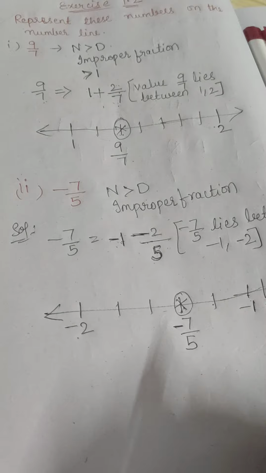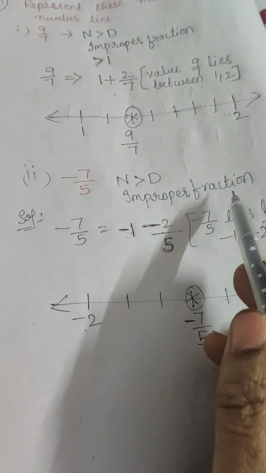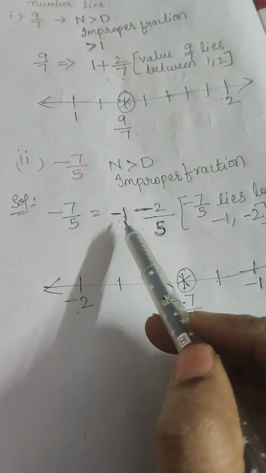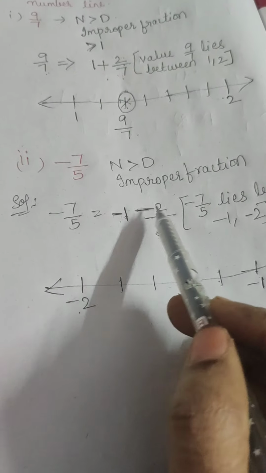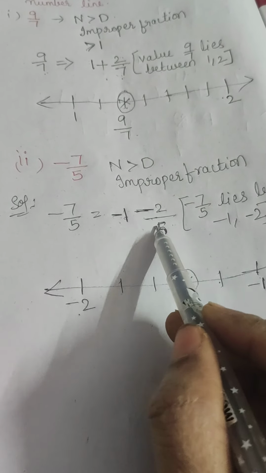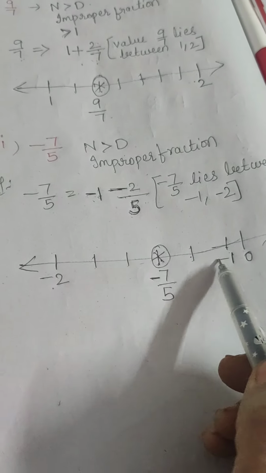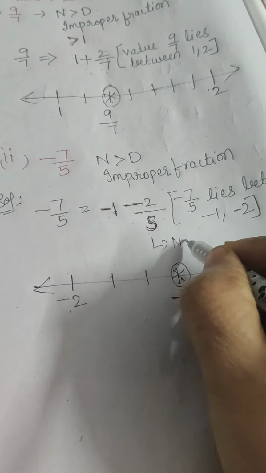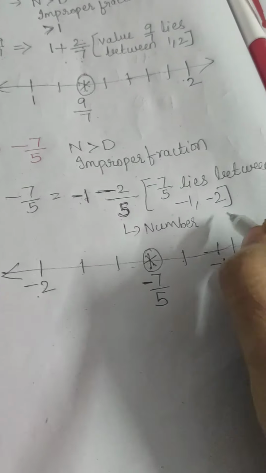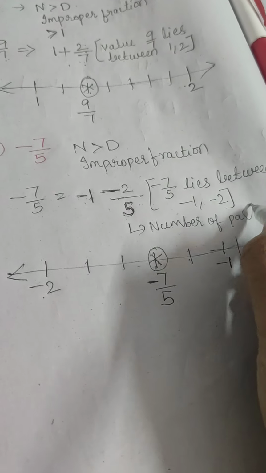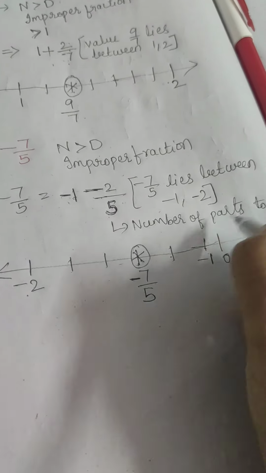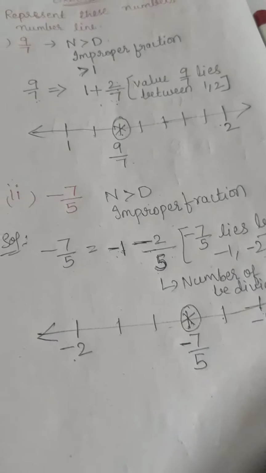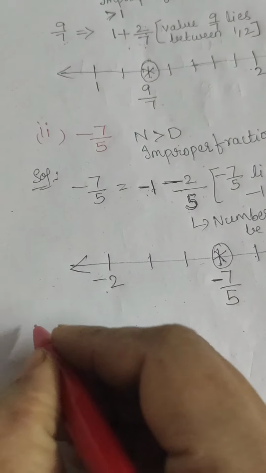Always remember one thing, children: from improper fractions we should take it into the mixed form, and then we can understand between which numbers the number lies. And also remember that the denominator indicates the number of parts the number line should be divided into.